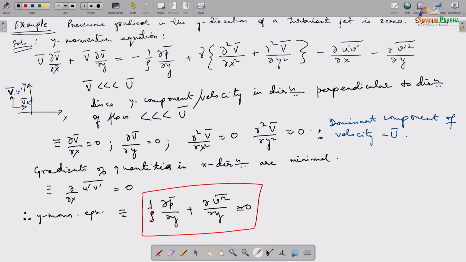So essentially what we're saying is these terms cancel. What is left out is essentially this one and the last term, and then we get this. This is the equation we get. Now what are we going to do about this?